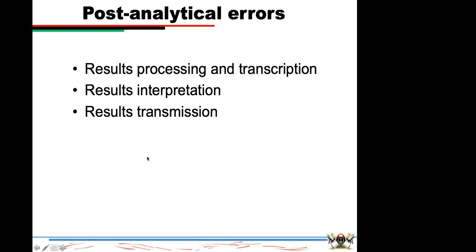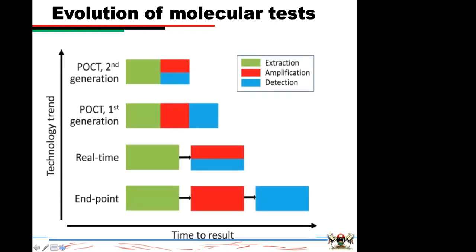Most of the post-analytical errors are usually associated with the way you process your results, the transcription errors, how you obtain your results from the testing machine, enter them into the results dispatch or results management system, and how you ultimately print out your results and pass them on to your clients. And those may be minimized if you have a very good system, but they may still occur.